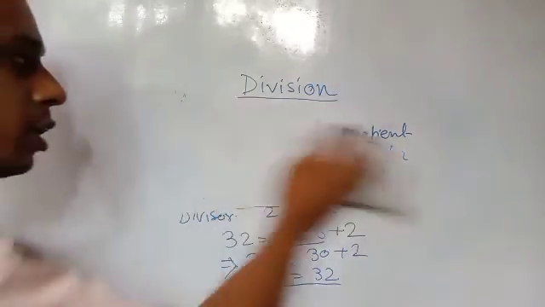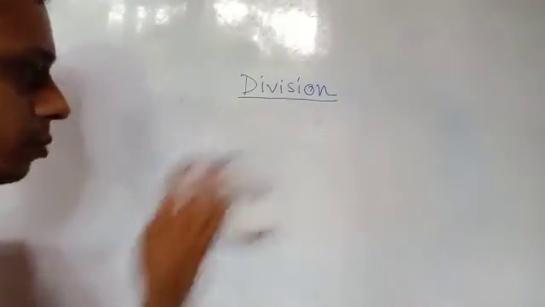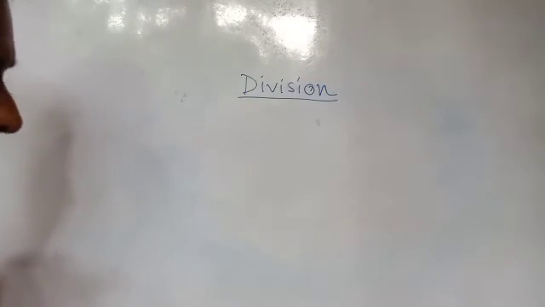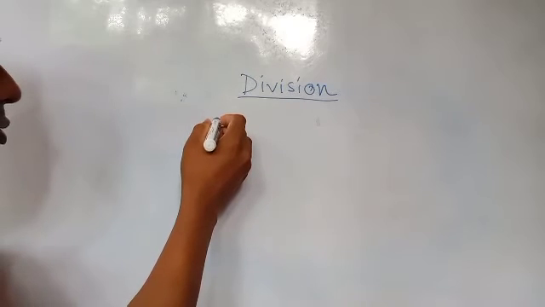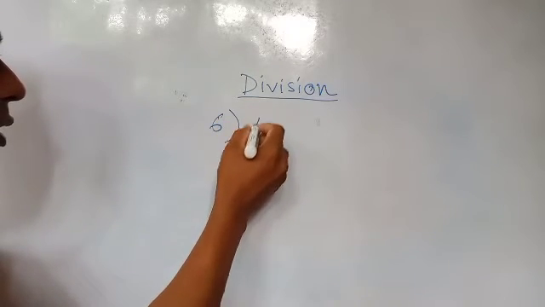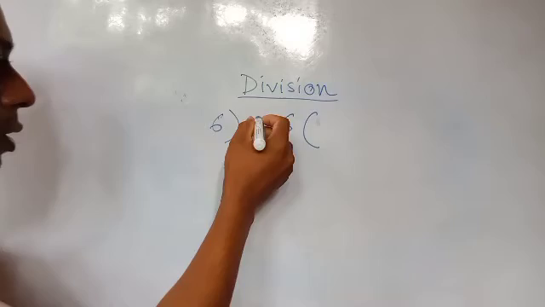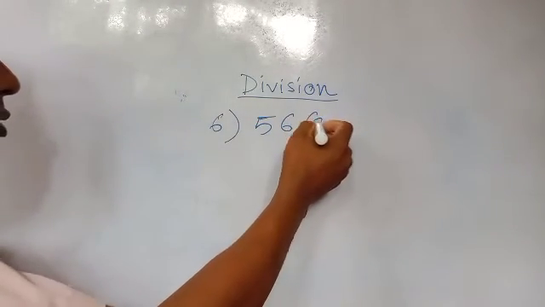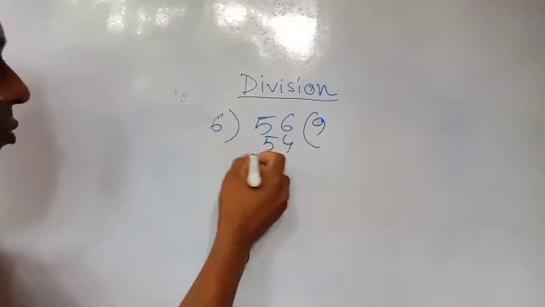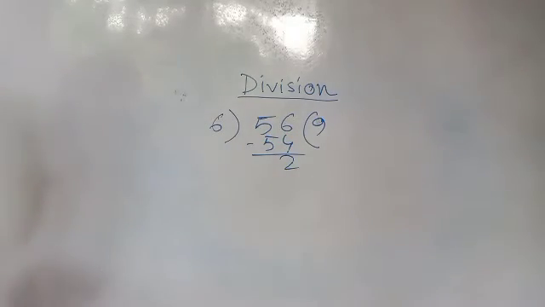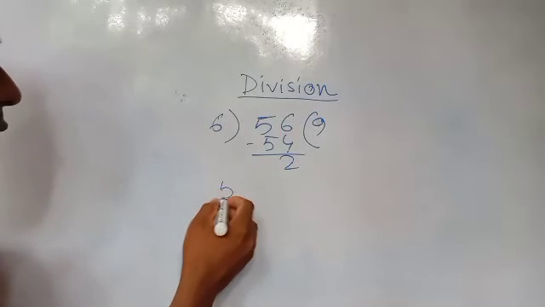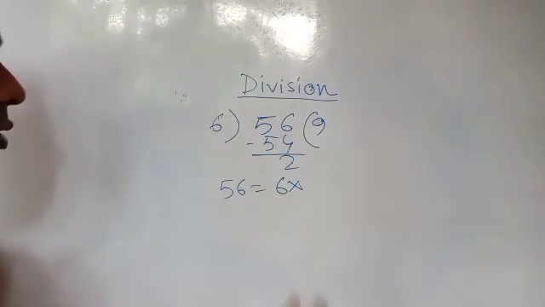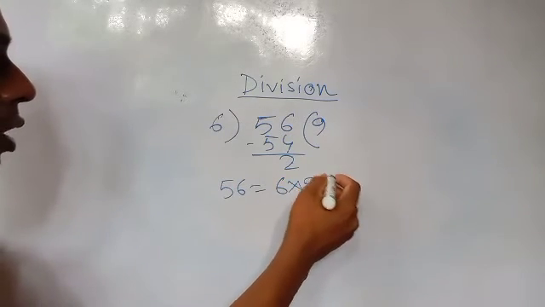Let me give you another example. Suppose you are dividing 56 by 6. 6 nines are 54, remainder 2. Now the dividend is 56, divisor 6, quotient 9, and remainder 2.